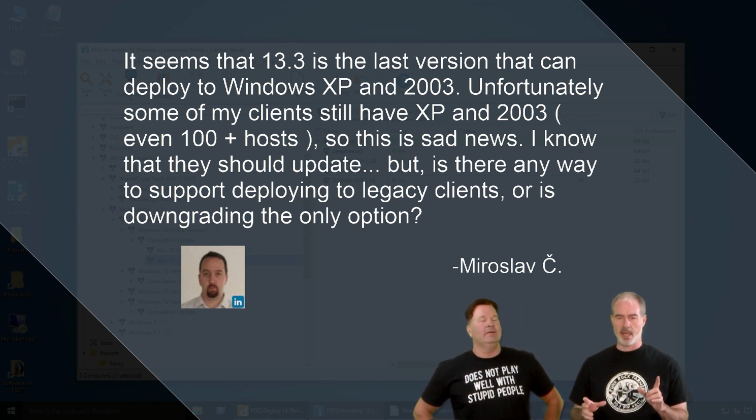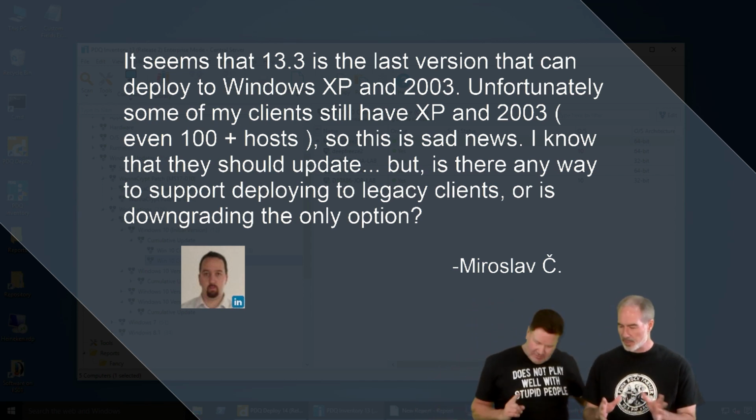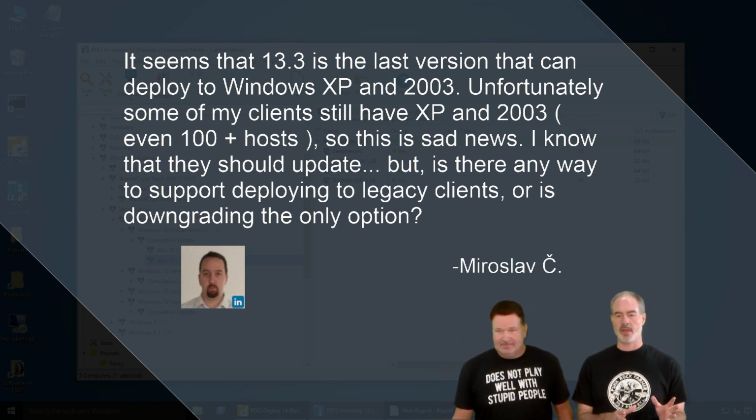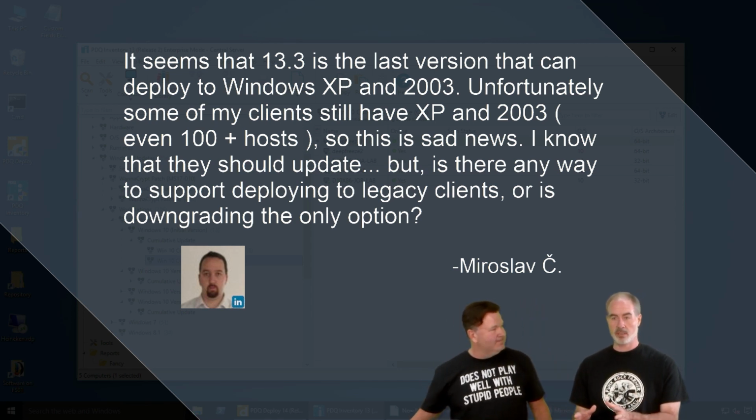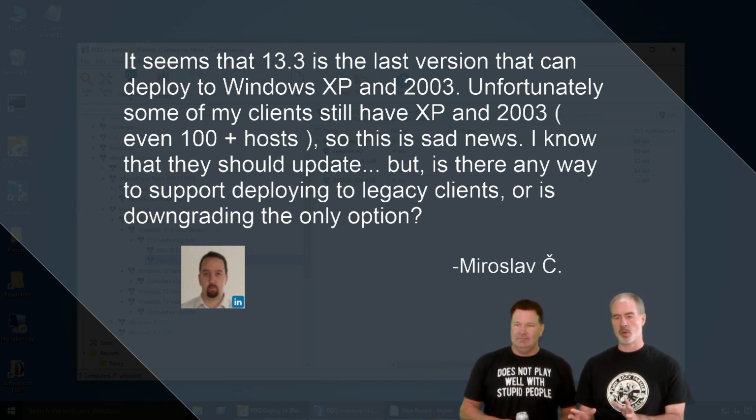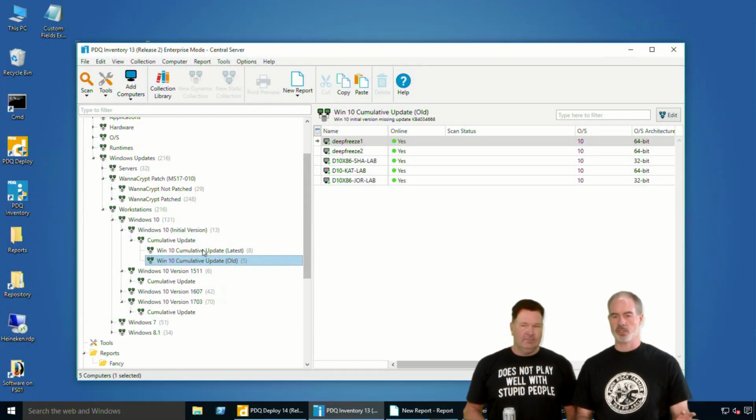So if you have a laptop, something like that, put 13.3 on that and use it to deploy only to your XP machines. Then keep your 14, if you want to run that in central server mode or however you want to run it. That 13.3 is what you're going to be using just for your XP machines.